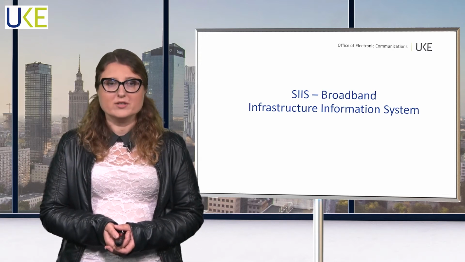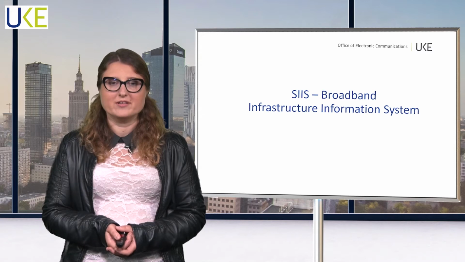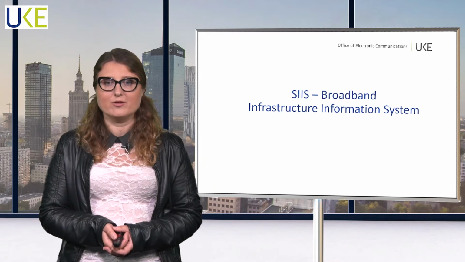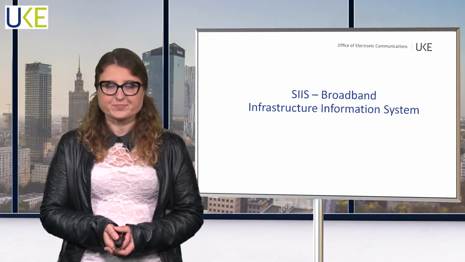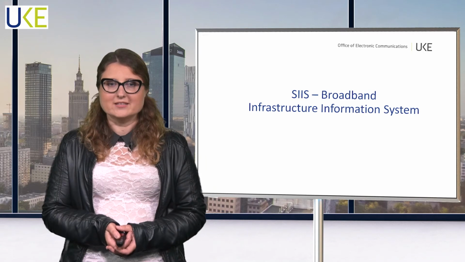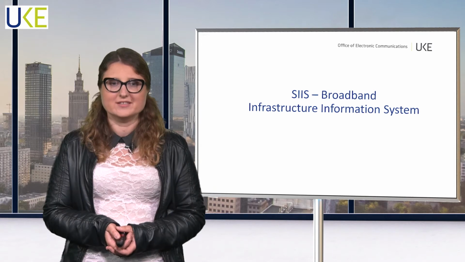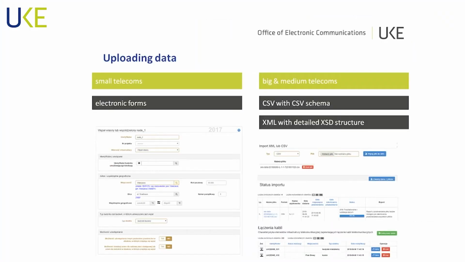So, you already know the legal basis for our data collection and what the data model is. Now I will tell you how we collect it. Data is collected in SIIS, the Broadband Infrastructure Information System. The system provides two paths for data delivery: for small companies delivering a maximum of several hundred records, using a web form, and for large or medium-sized companies, using files in CSV or XML formats.